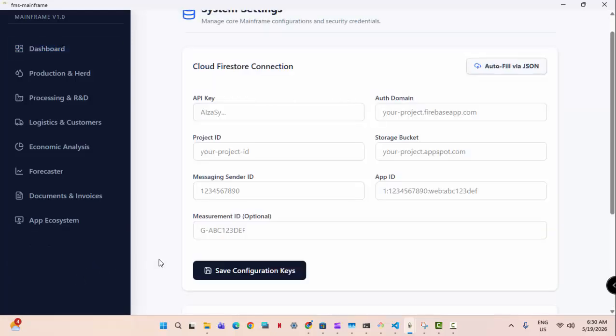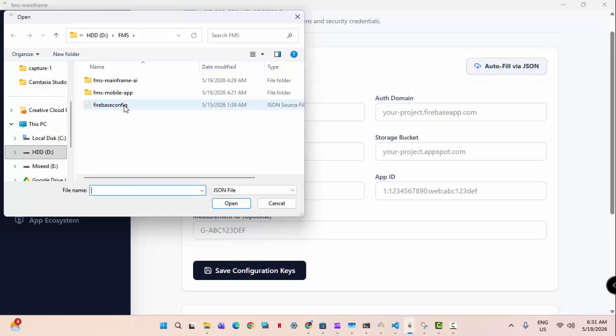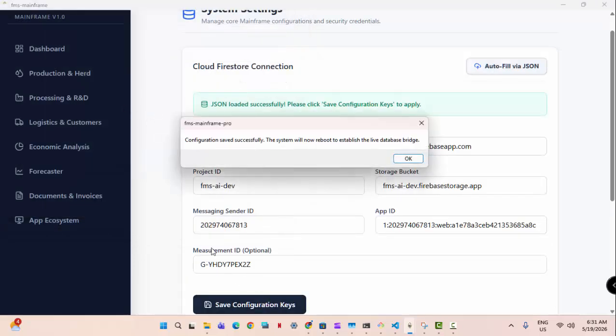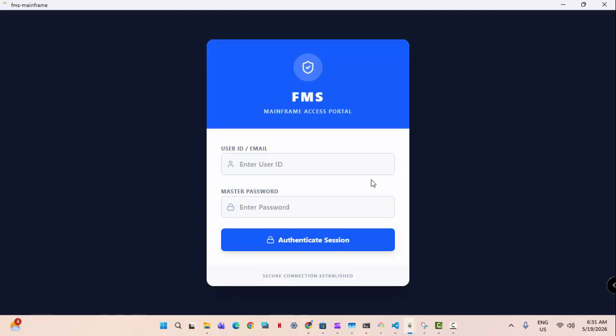Navigating to the system settings, we demonstrate our cloud connection infrastructure by loading our pre-configured back-end configuration variables. The application instantly verifies its persistence layer, establishes a secure live bridge, and now we have to log in again.